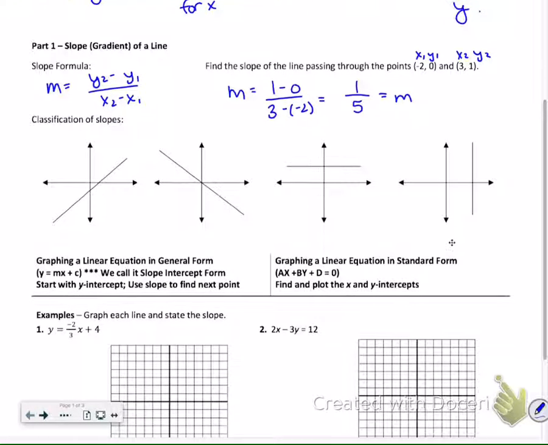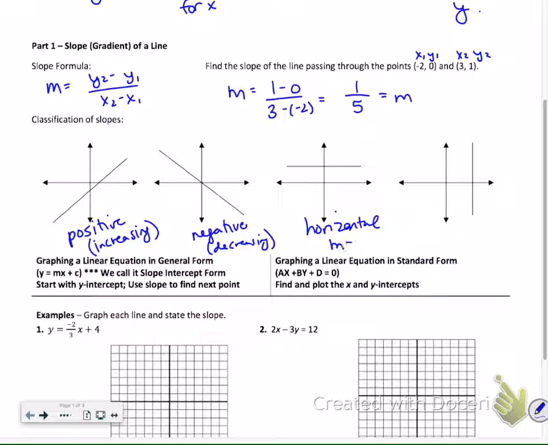Now, the classification of your slopes, this would be a positive slope, which would be an increasing graph. This is negative. This is a horizontal graph, and you have a slope of 0 for that. The way that I remember that is it's flat, it's not going anywhere, so 0. And then this one is vertical, and with a vertical, your slope is undefined. And the way that I remember that is it's so steep, there's not even a number steep enough to give that.